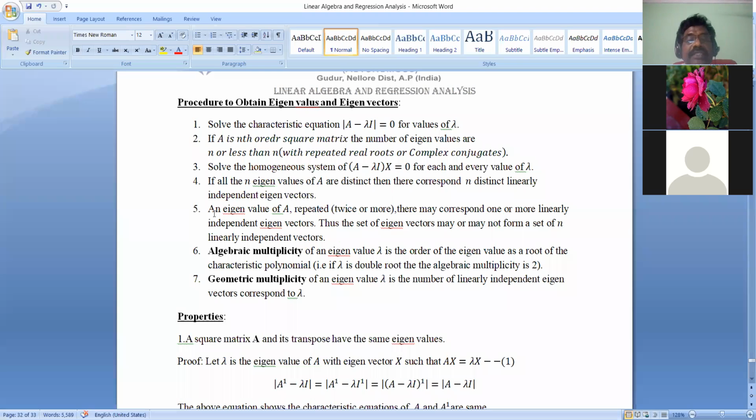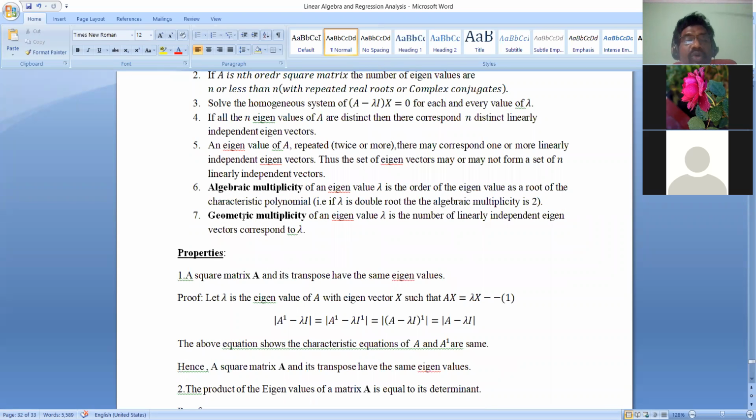Next, in the same way, suppose an eigenvalue of A is repeated twice or more. If any one eigenvalue is repeated twice or more, there may correspond one or more linearly independent vectors. Thus, the set of vectors may or may not form a set of n linearly independent vectors. This appears only when repeated roots occur in the given equation.